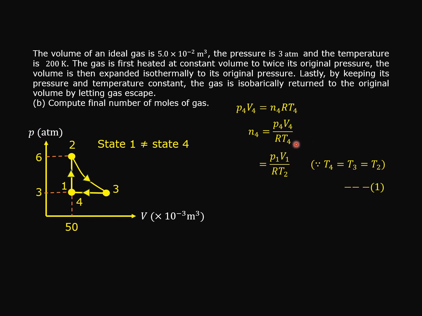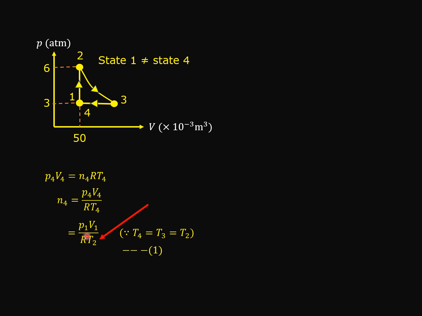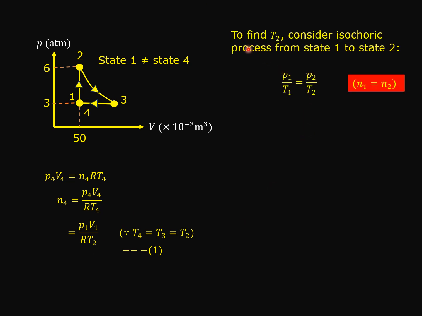So now we substitute T4 with T2. We know the values of P1 and V1 from the PV diagram. So to find N4, we need to know T2. To find the temperature T2, we consider the isochoric process from state 1 to state 2. Since this is an isochoric process with constant volume, we can write P1 over T1 equal to P2 over T2. Bear in mind that in the process from 1 to 2, the number of moles of the gas is the same, so N1 is equal to N2.